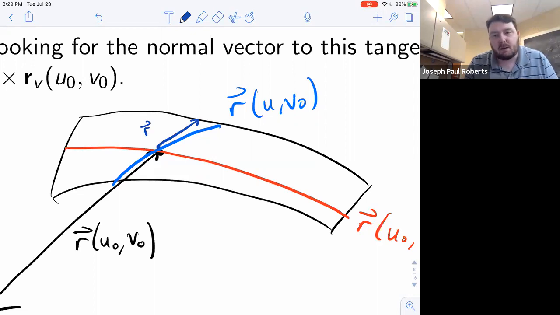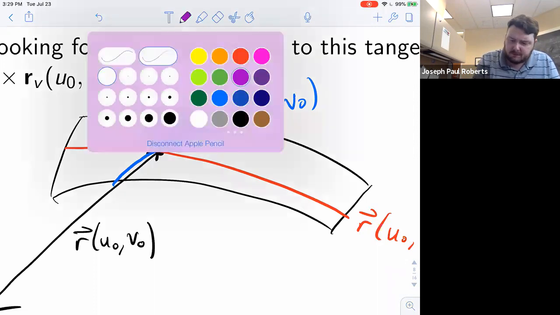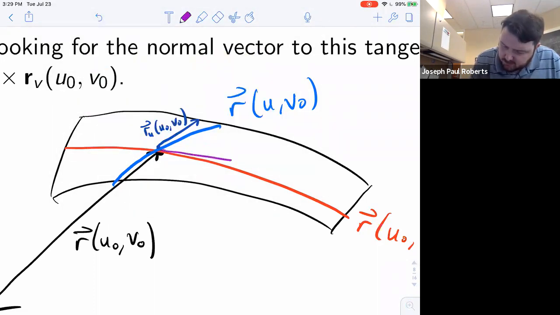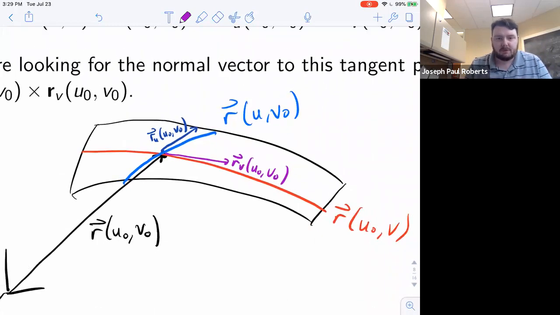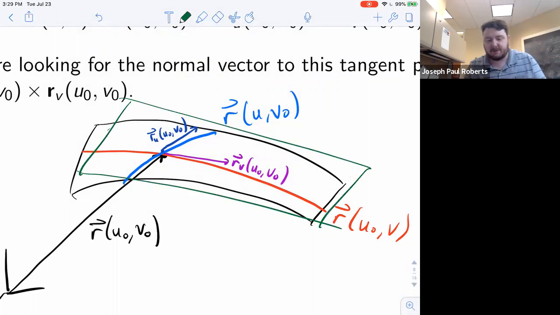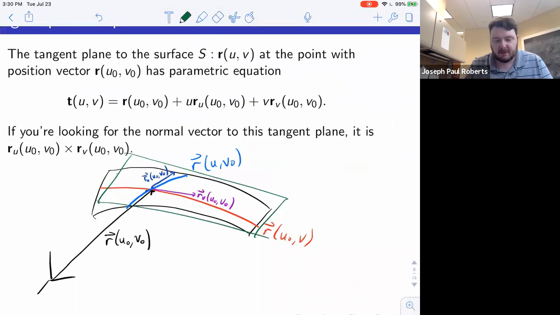We called it r prime of t, but now we need to be a little careful which derivative we're taking. So on the blue curve, where u is the parameter, this tangent vector is r sub u of u naught, v naught. And on this red curve, the tangent vector is the v partial at u naught, v naught. And so the whole idea is that the dark blue and the purple vectors point along the surface and therefore point along the tangent plane.